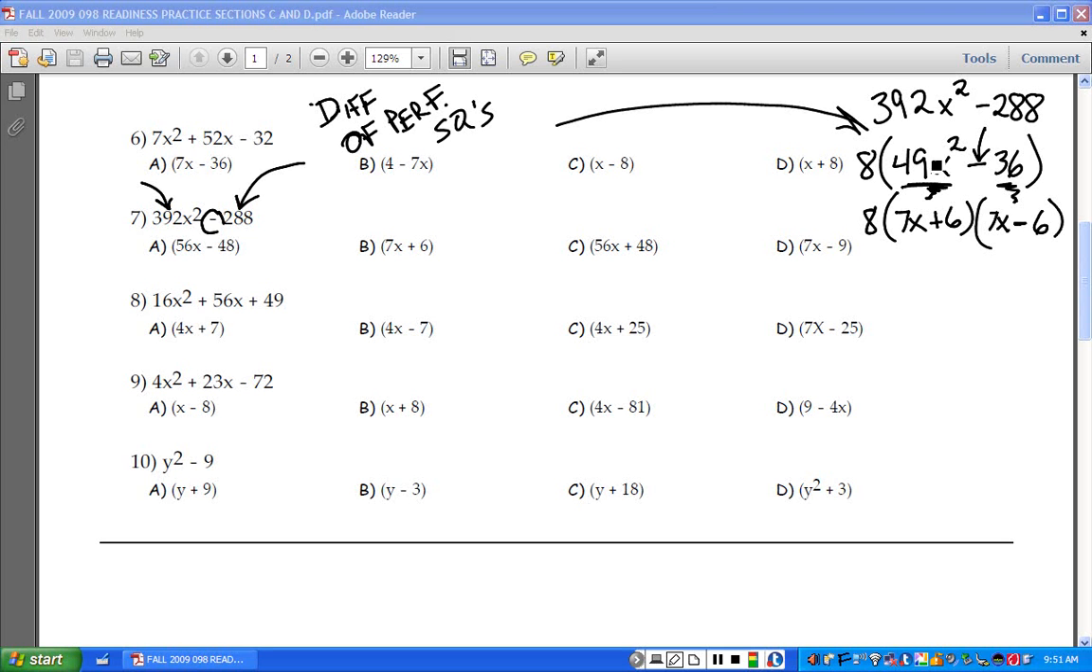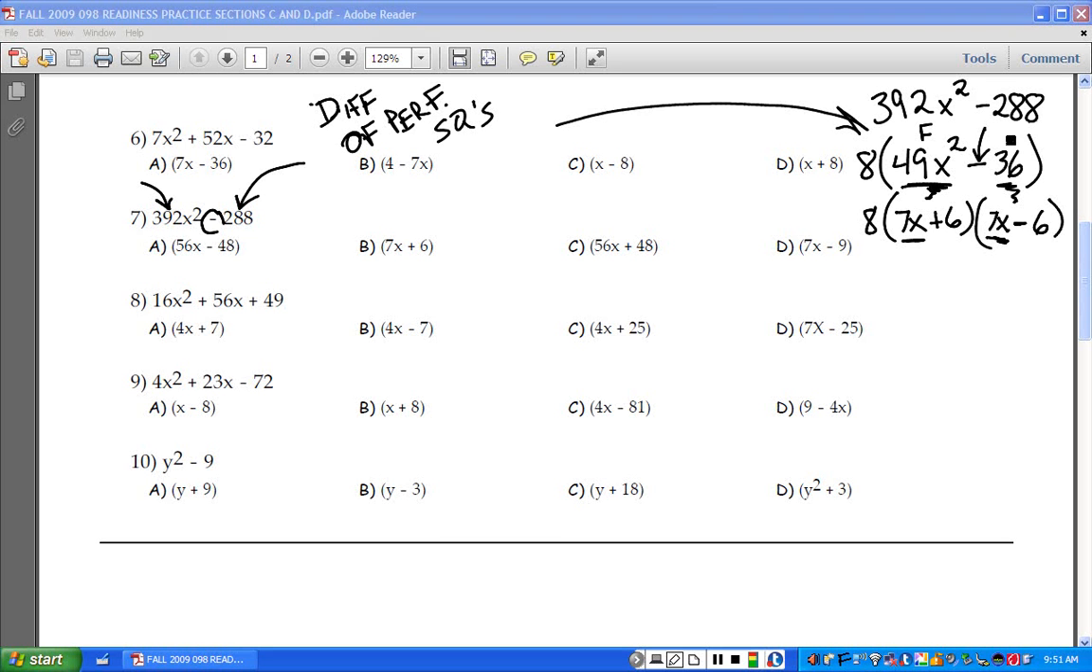So the square root of 49, and 49 is my first term, so my first times my first have to give me that. So a 49x squared is my first term, and I know it's a perfect square, then I just take the square root and use that. So 7 times 7 and x times x gives me 49x squared.